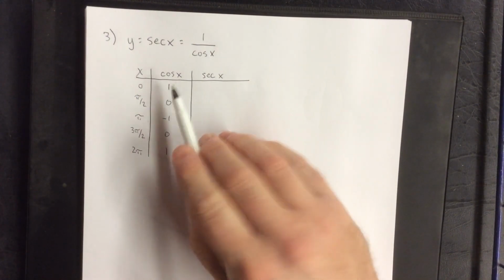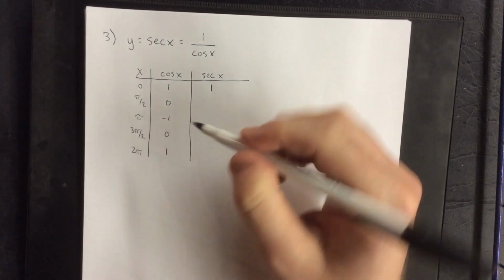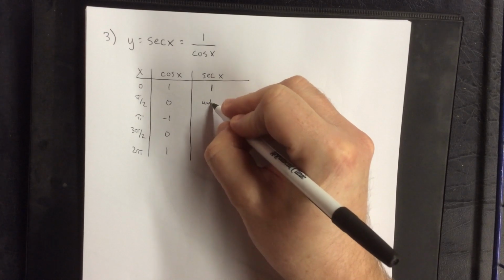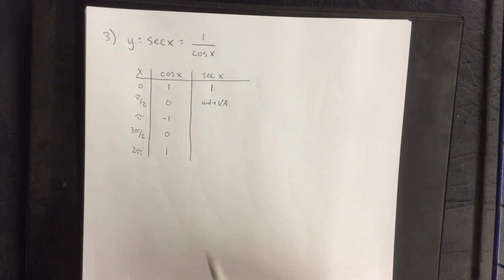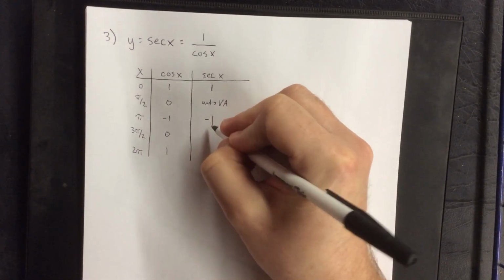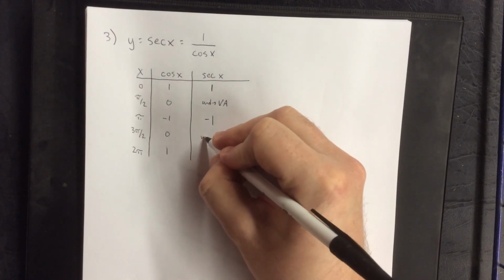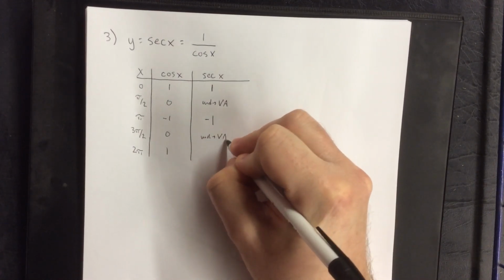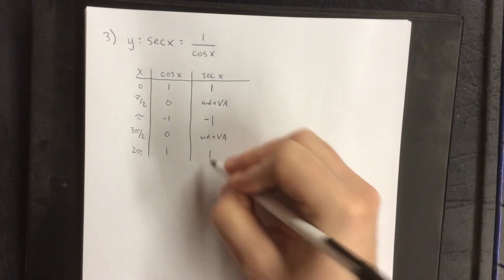The reciprocal of 1 would be 1 over 1, that is 1. The reciprocal of 0 is undefined. On the graph, that means we will see yet another vertical asymptote. For negative 1, the reciprocal of negative 1 is negative 1. At 3 pi over 2, the reciprocal of 0 is undefined, and therefore will manifest as a vertical asymptote. And at 2 pi, the reciprocal of 1 is 1.